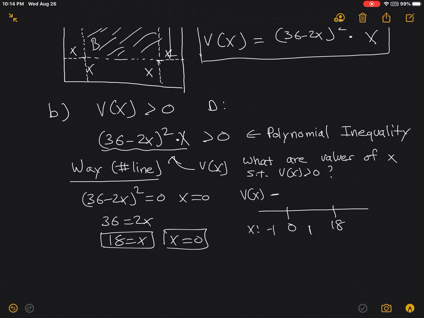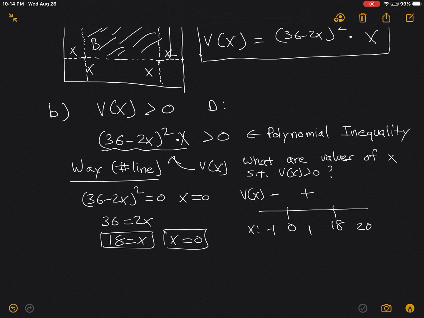Let's say I plug in 1 over here. 1's between 0 and 18. 36 minus 2, that's 34. 34 squared, I don't know what that is off the top of my head, but I know it's a big number. And then a positive number times 1 is also a positive number. If you're wondering where I'm plugging it in, I'm plugging it into the original inequality.